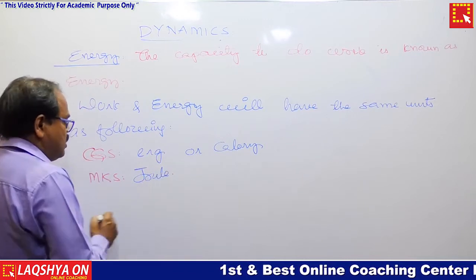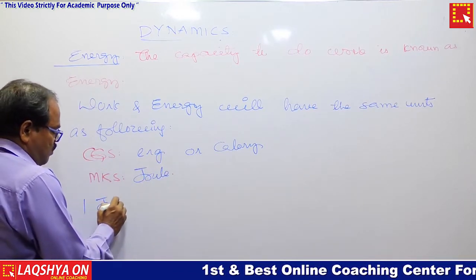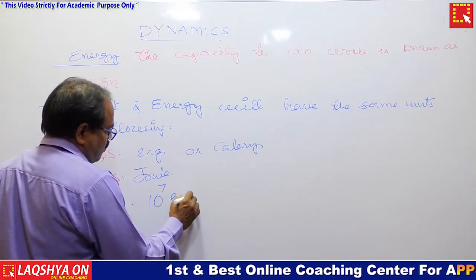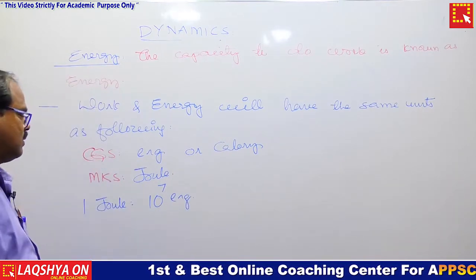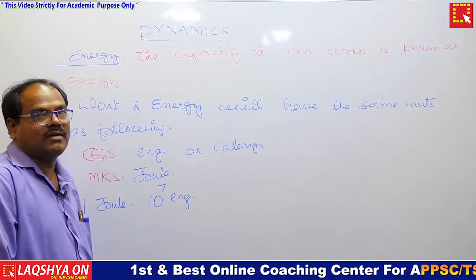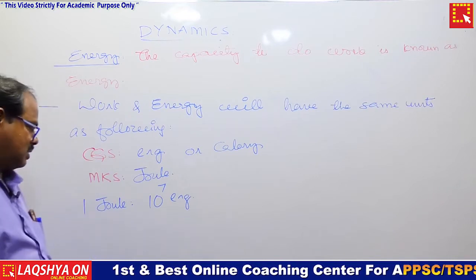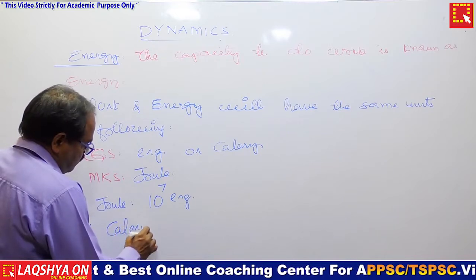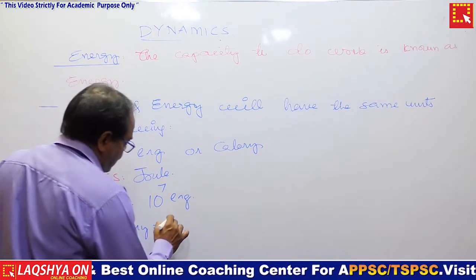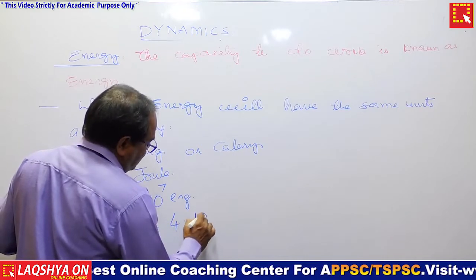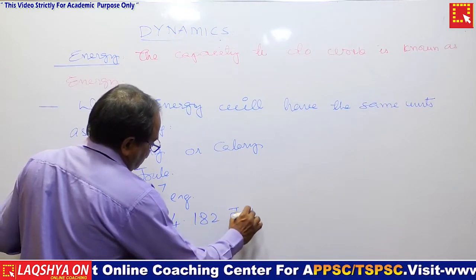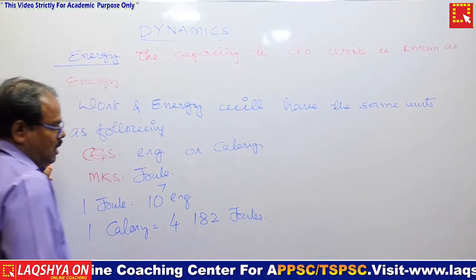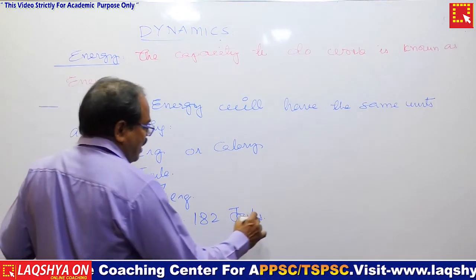Now, 1 joule is equal to 10 to the power of 7 erg. It was given in the group 2 question. 10 to the power of 7 is nothing but 1 crore. So 1 crore erg. And also, 1 calorie is equal to 4.182 joules. This is also known as the mechanical equivalent of heat.